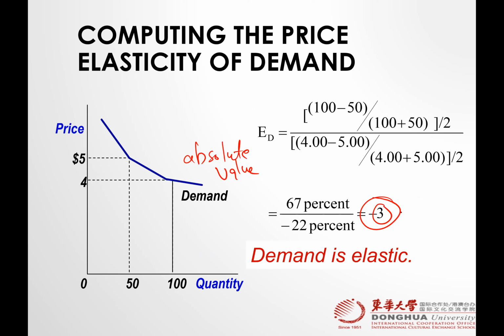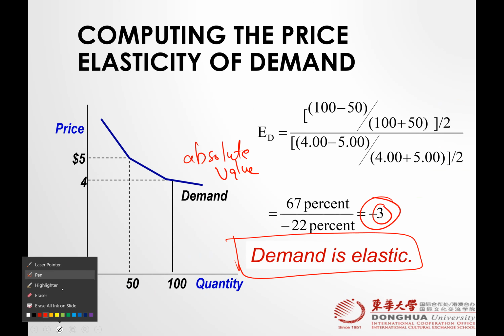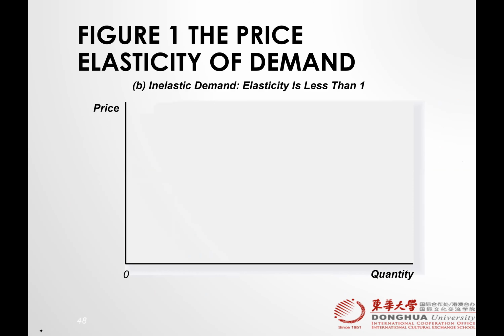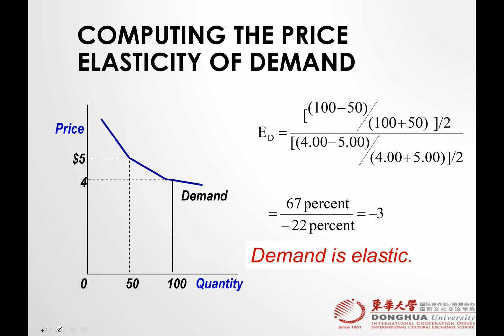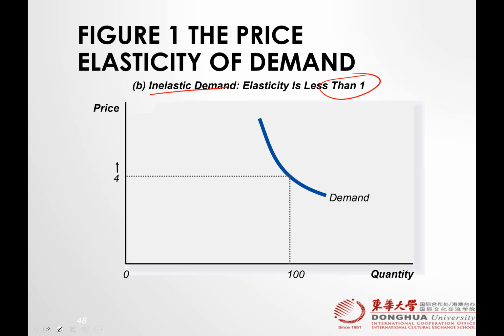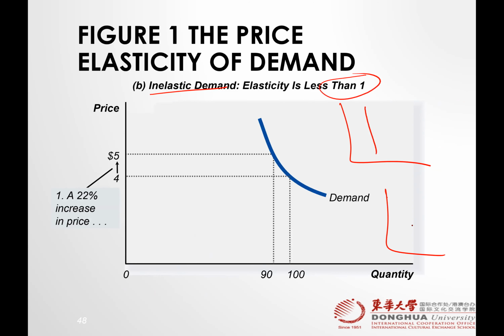If the absolute value is above 1, then we can say that demand is elastic, right? If you have any questions, please ask, okay? So here we go. Inelastic demand, which means less than 1. This shape looks like this, right? And elastic demand shape looks like this.